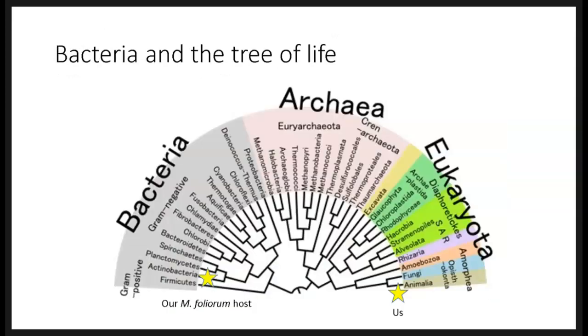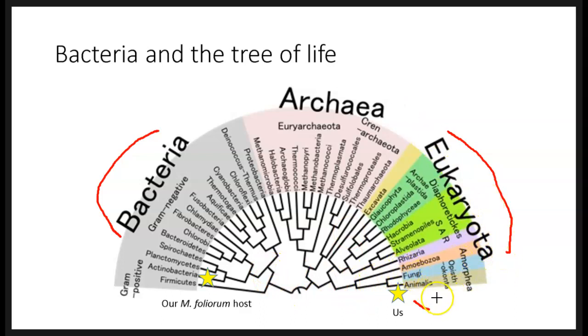So this is the tree of life. It's a phylogenetic tree, or a diagram that shows the evolutionary relationships between all organisms. All life on Earth is related to each other, but bacteria are the most distinct group of organisms from the eukaryotes, which is a group that includes us. Eukaryotes are distinguished by the fact that we have a nuclear membrane, or a nucleus, that surrounds our genetic information.